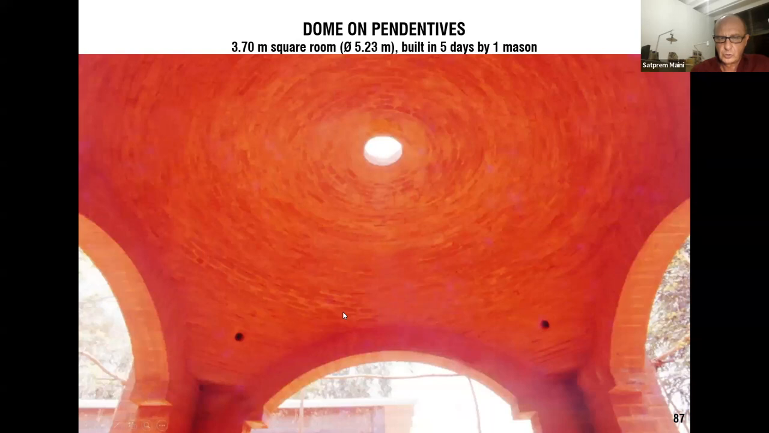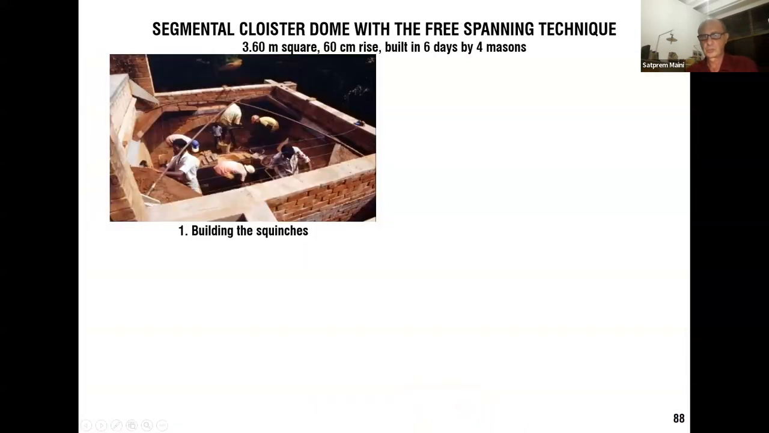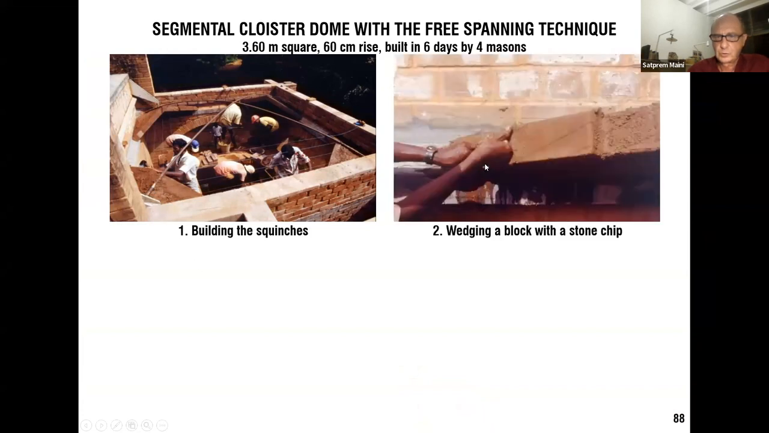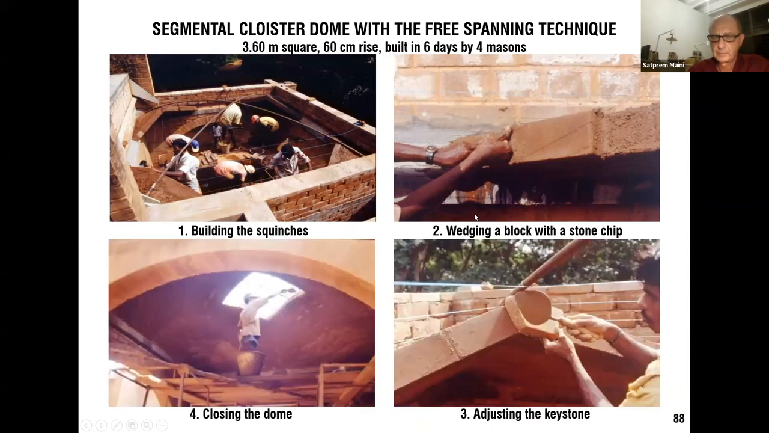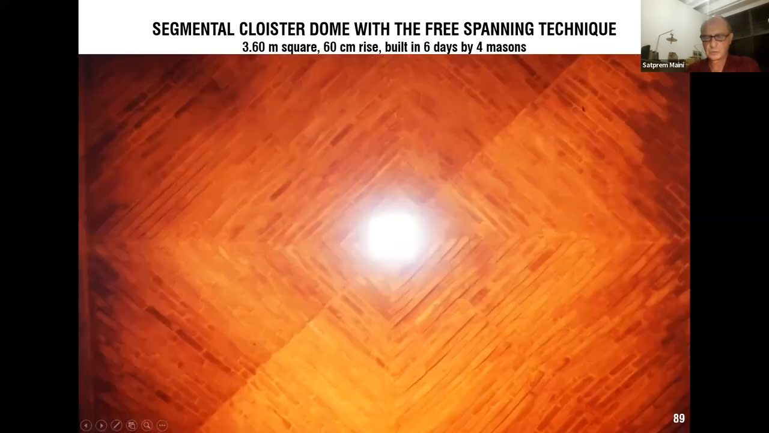Then a dome on squinches. Right, close the dome on squinches. We have here the template to give the shape of the dome. So this is an elliptical shape here. We put a small wedge of a stone chip here to balance. We need to have a contact of the intrados of the block and extrados of the block. We cut a keystone here in the center. And this type of dome is built in 6 days without formwork. This is a bit slower because you have a lot of cutting of blocks in the corners.